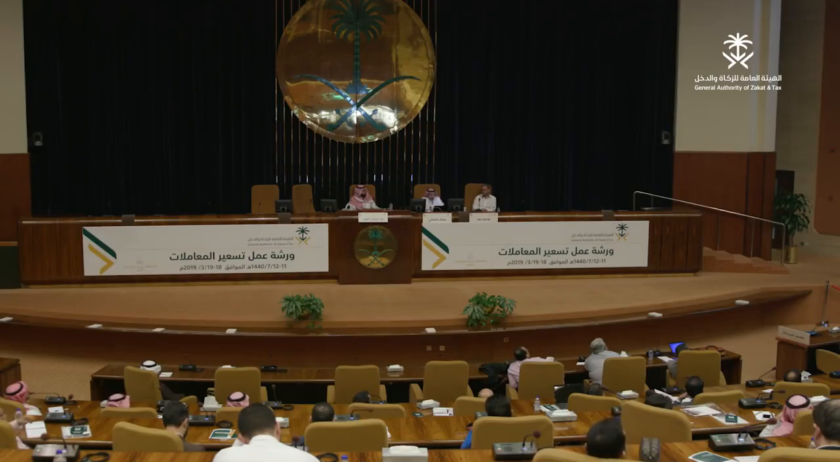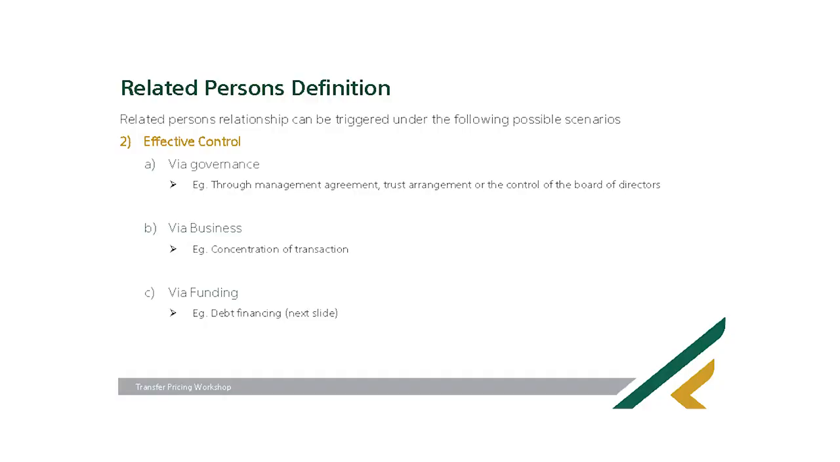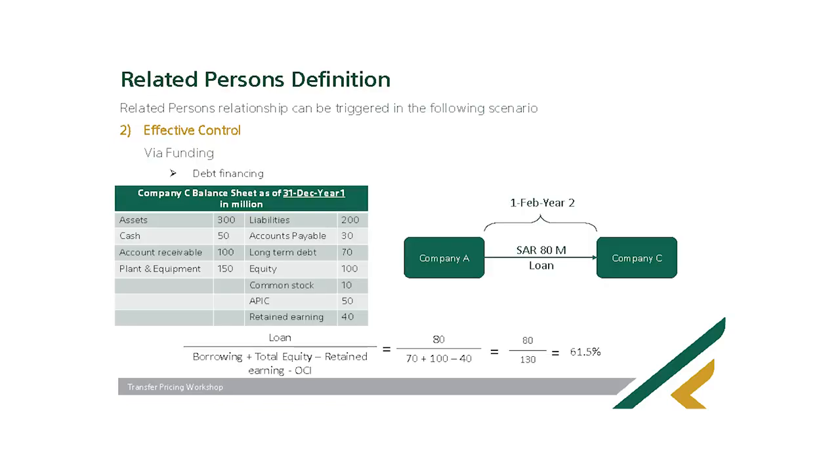Then, as we have said, these effective controls are only triggers, only flags, and not decisive, so you have to carry out the full test to determine whether there is effective control or not. We have discussed governance as board ownership, business as concentration of transactions, and then funding. For funding, as you can see here, in this example we have company A and company C. These companies are not related persons, so there is no ownership. Company A doesn't own anything in company C, whether direct or indirect. But company A gave company C a loan of 80 million SAR.